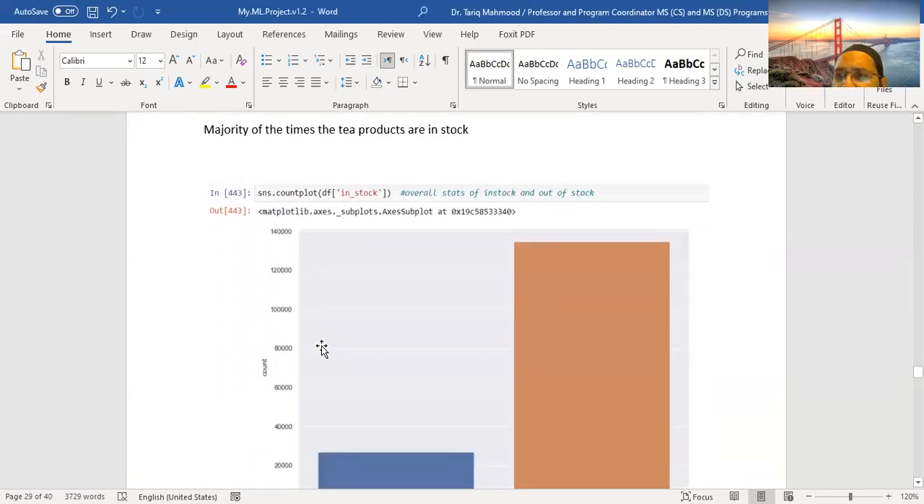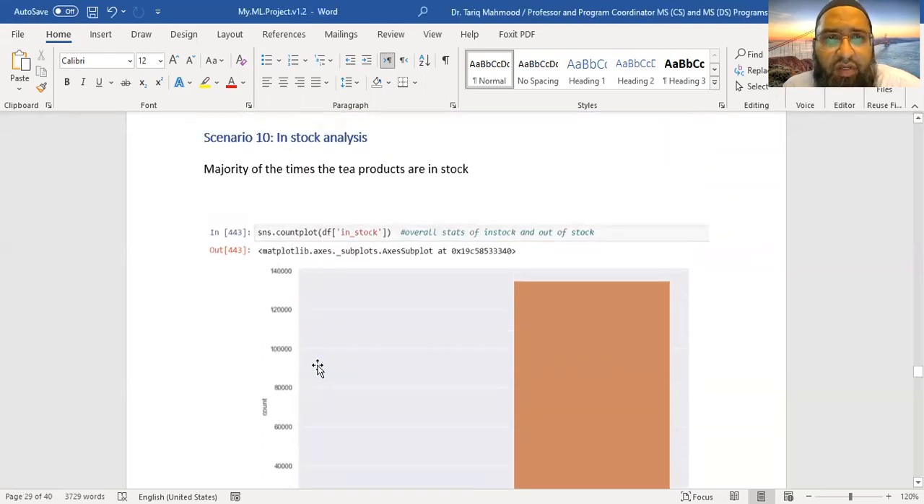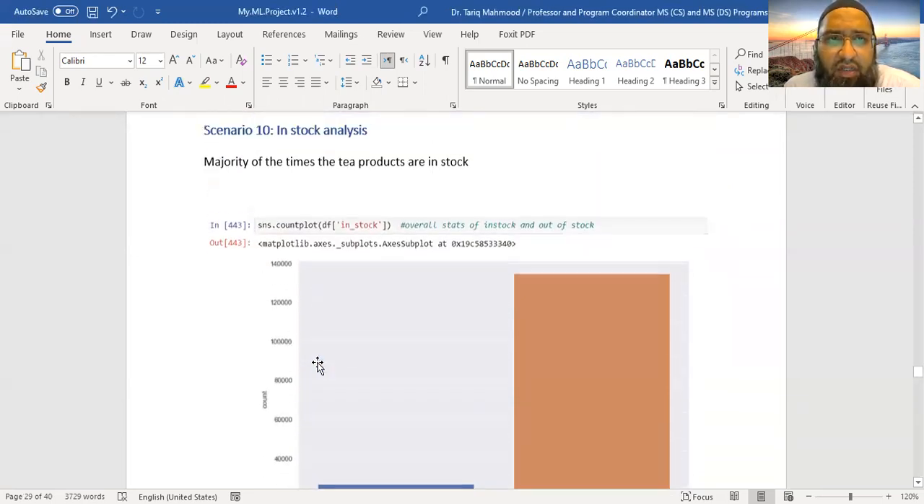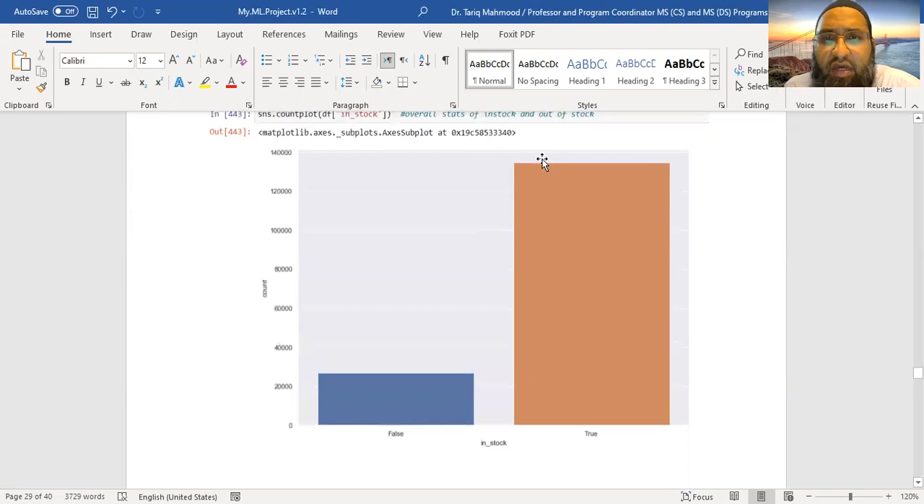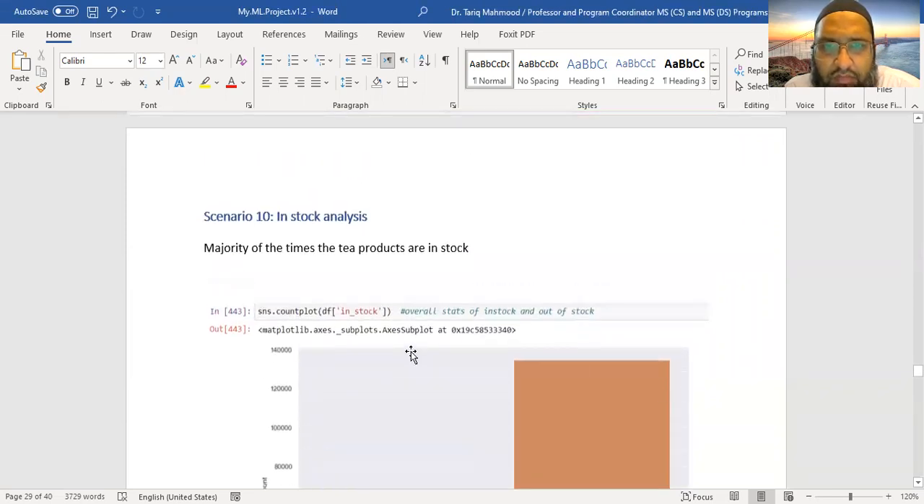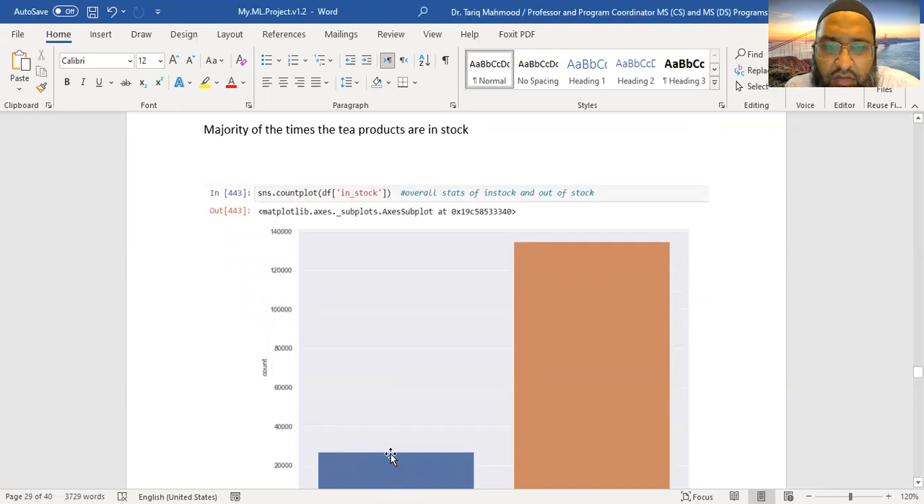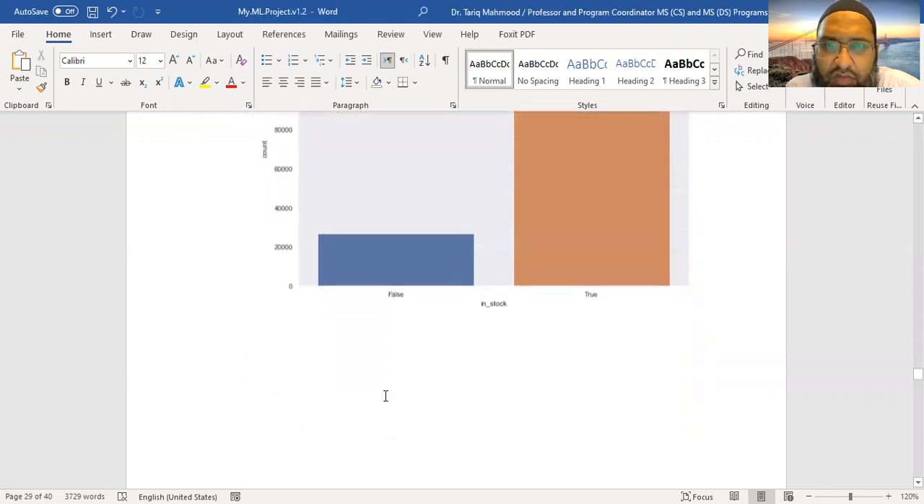So these are the in-stock statistics. Majority of the times the tea products are in stock. So in stock, how many times? Mostly they are in stock, and sometimes they're not in stock. So that's the out of stock problem, which is not good, because you just want to remove this. You don't want this blue box to occur at all. You don't want an out of stock situation, which is the inventory problem that I was telling you about recently. So yeah, the problem is there.